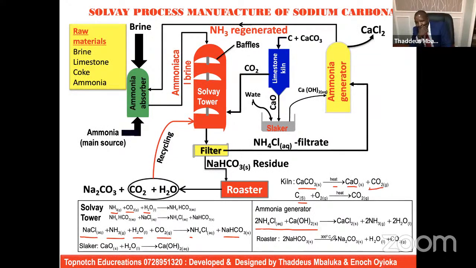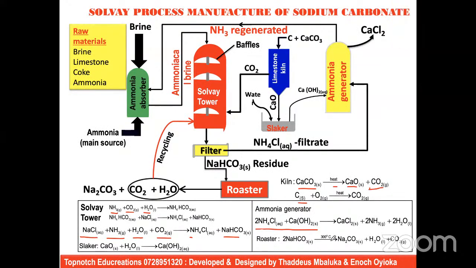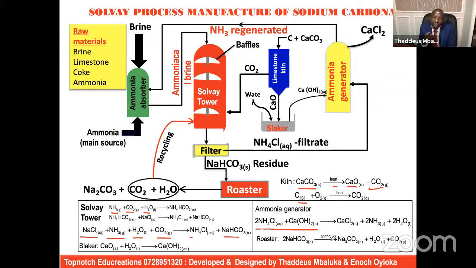Do you remember? Yes, exactly. That is where you will understand it better, because at least you have already prepared ammonia. So this is the reaction we use to manufacture ammonia. When you have the ammonium chloride from the filter and calcium oxide from the kiln, mixed with water to form calcium hydroxide, they form calcium chloride plus ammonia plus water. The ammonia formed here is regenerated back.